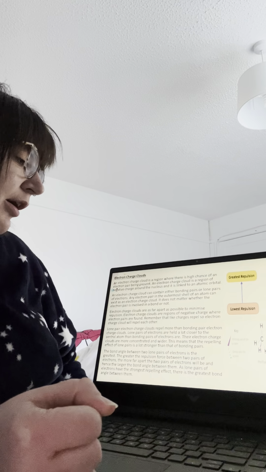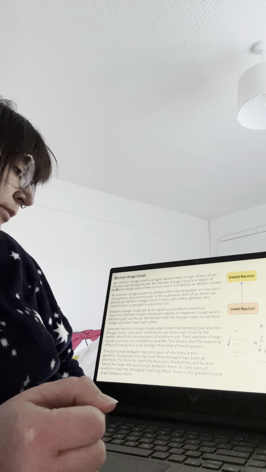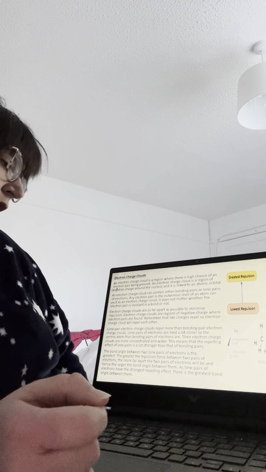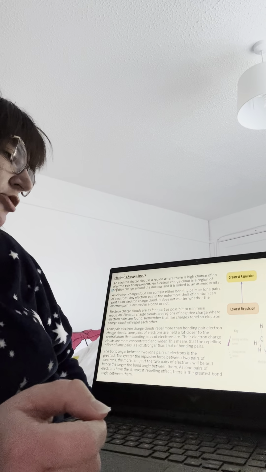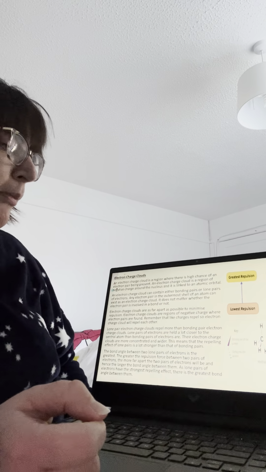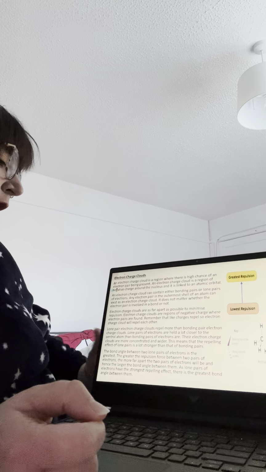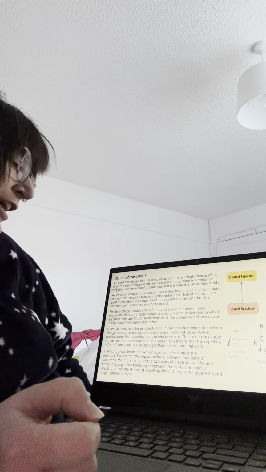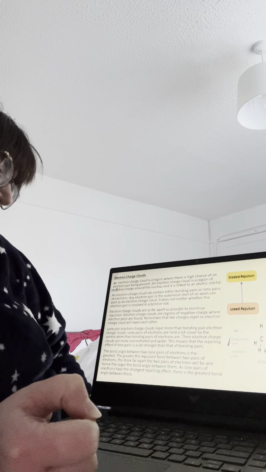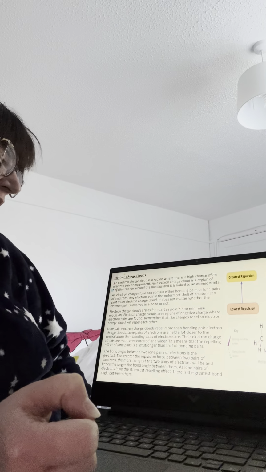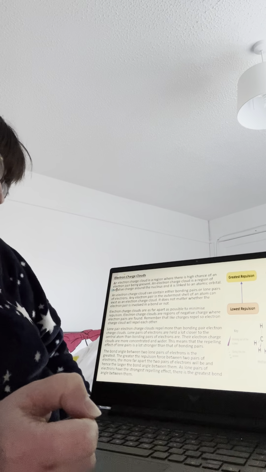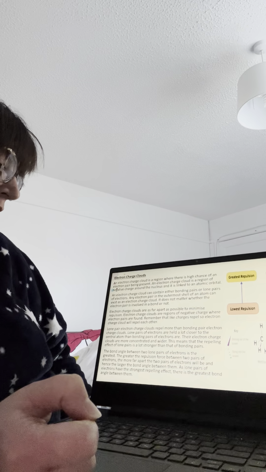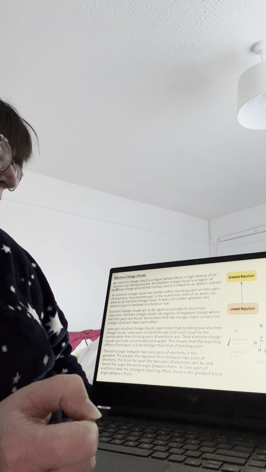Electron charge clouds are as far apart as possible to minimize repulsion. Electron charge clouds are regions of negative charge where electron pairs are found. Remember that like charges repel, so electron charge clouds will repel each other. Lone pair electron charge clouds repel more than bonding pair electron charge clouds. Lone pairs of electrons are held a lot closer to the central atom than bonding pairs of electrons are. Their electron charge clouds are more concentrated and wider. This means that the repelling effect of lone pairs is a lot stronger than that of bonding pairs.